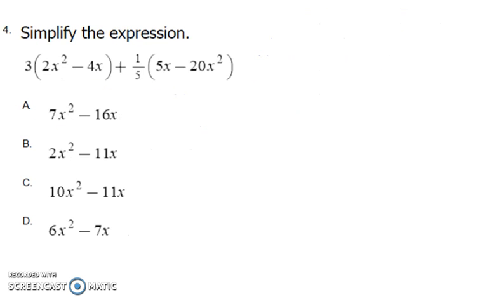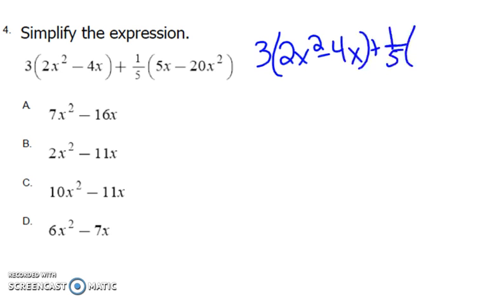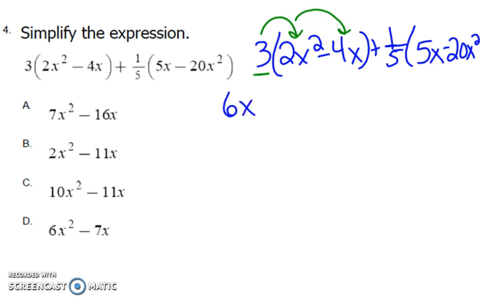Now, if we look at our fourth example, we're distributing both a whole number and a fraction. If I look to my first set of parentheses, I want to distribute that positive 3. So again, we're going to stop after the parentheses. In this case, 3 times 2x squared gives me 6x squared, and 3 times a negative 4 gives me a negative 12x.